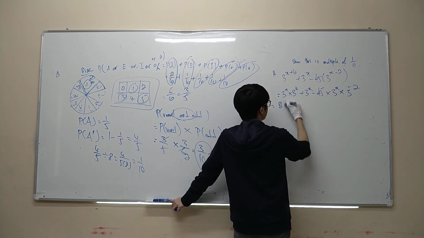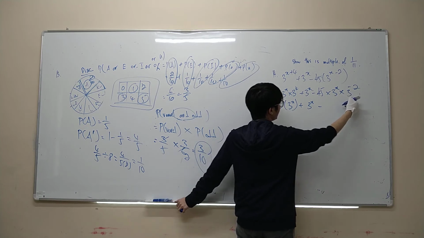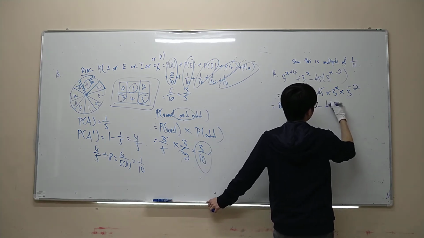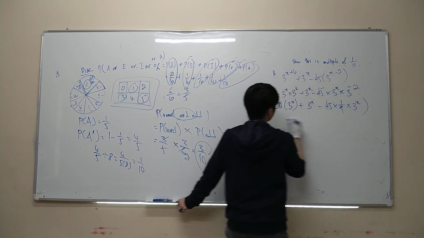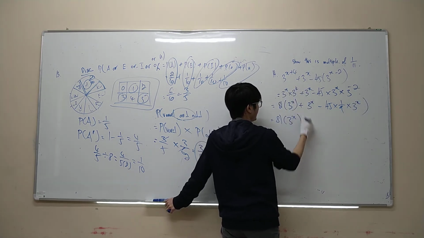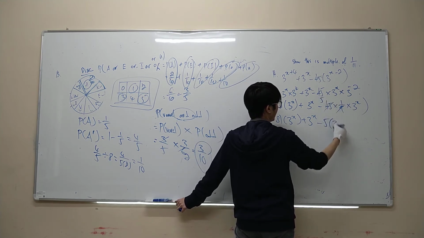81. Times with 3 power x plus with 3 power x minus with 45. Okay, what's 3 power negative 2? 3 power negative 2 is 1 over 9. And then times with 3 power x. So you get 81, 3 power x plus 3 power x. 45 and 9 bottom is 5. So it's 5, 3 power x.